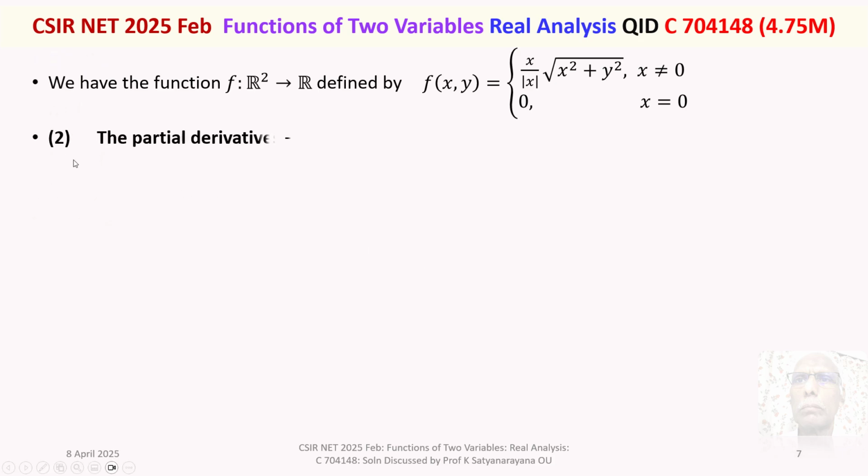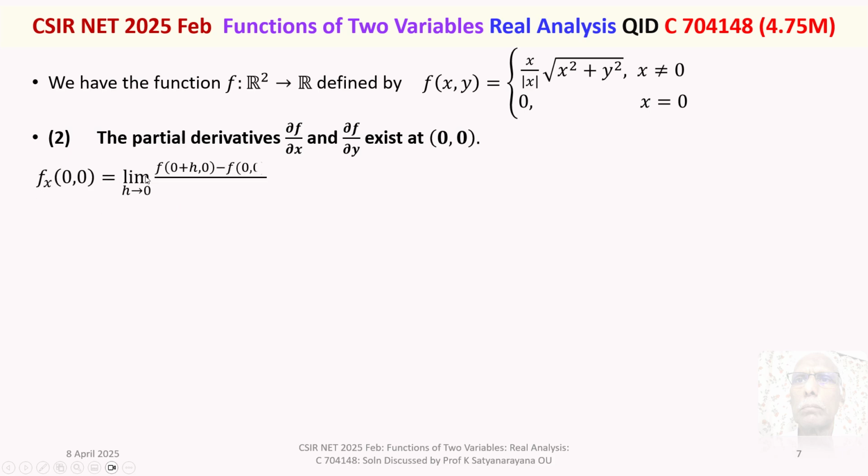Right. We take option 2. The partial derivatives del f by del x and del f by del y exist at 0 comma 0. Do they? Right. We find the partial derivative of f with respect to x at 0 comma 0. That is equal to limit h tends to 0 f of 0 plus h comma 0 minus f of 0 comma 0 by h. That's equal to limit h tends to 0 f of h comma 0 minus 0, f of 0 0 is 0, by h.